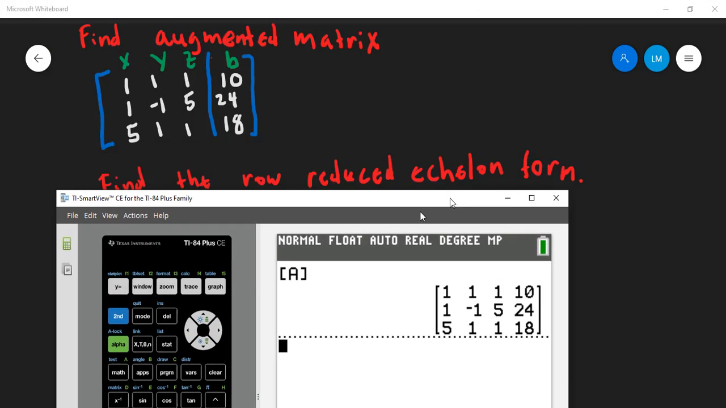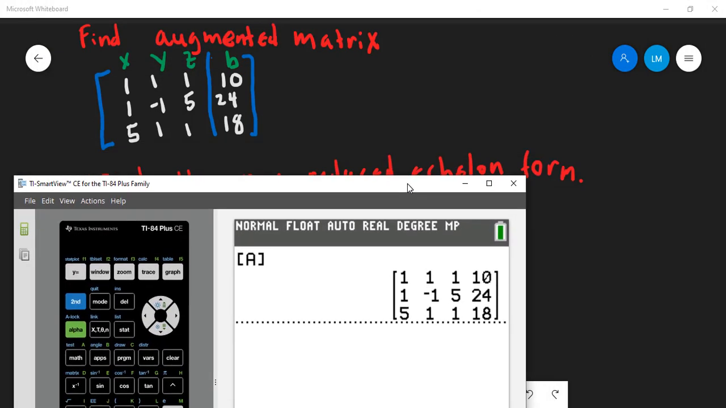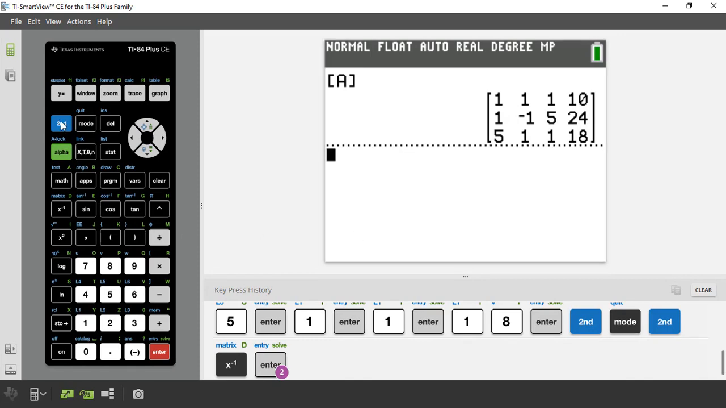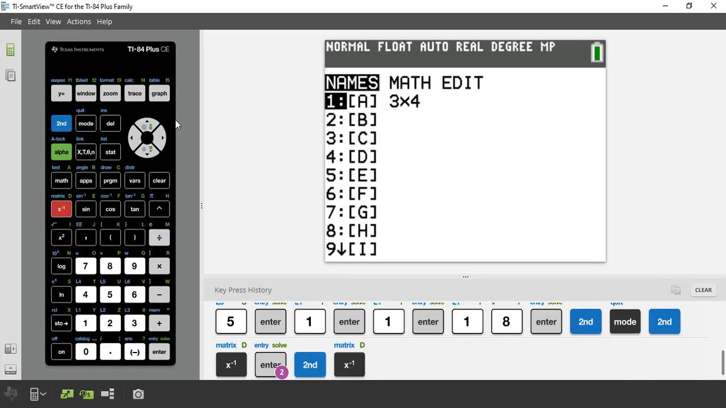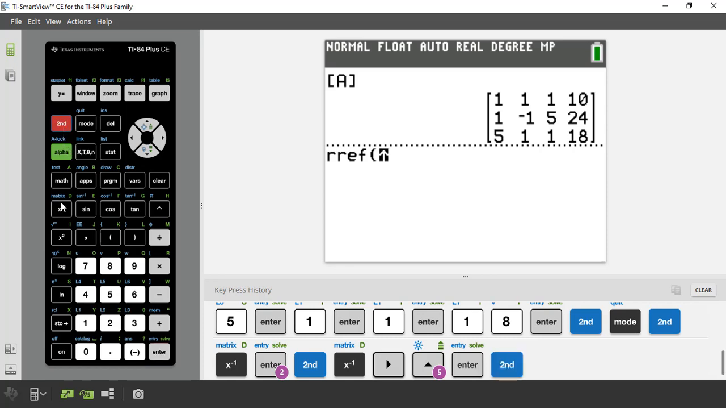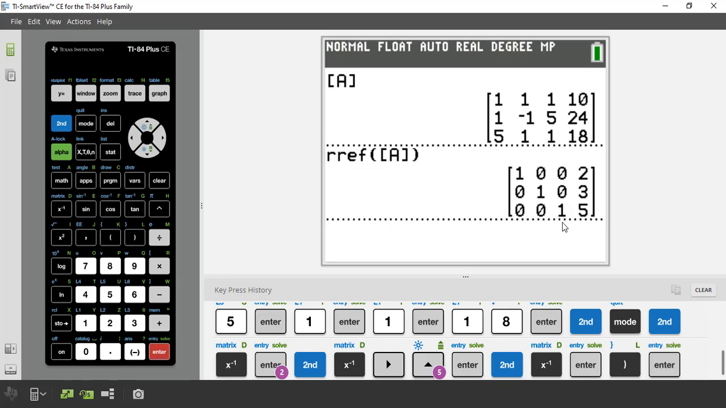Okay, so that looks about right in terms of what we needed for the augmented matrix. So what we'll do next is go ahead and find the row reduced echelon form, and that's under RREF. And we're going to select the matrix that we just saved, close that, and hit enter. So this is telling us that the solution to this set is 2, 3, and 5.